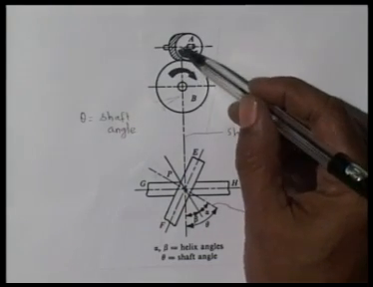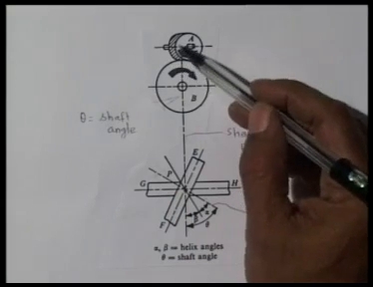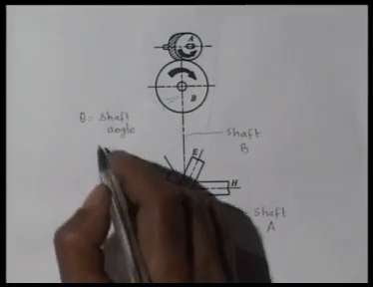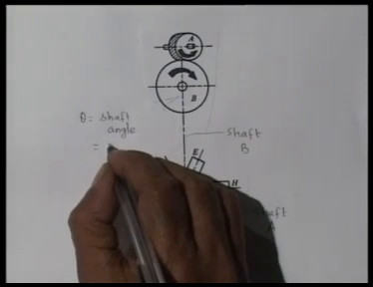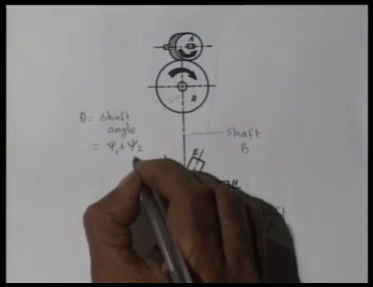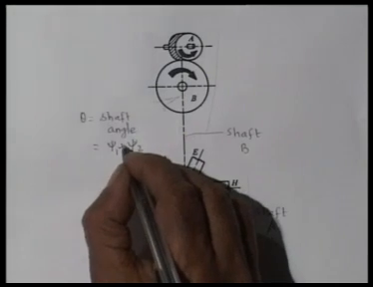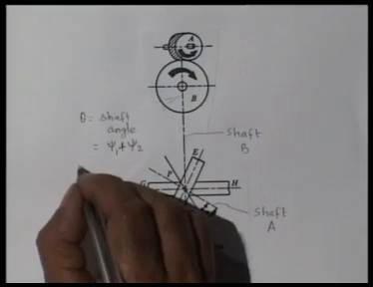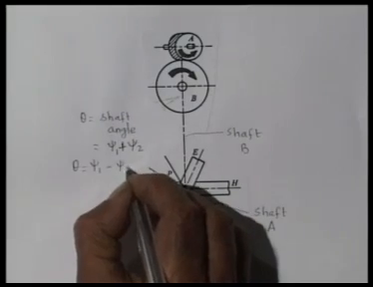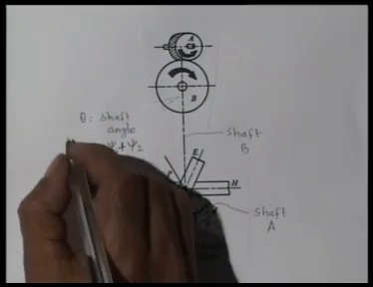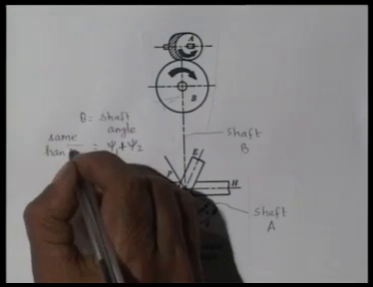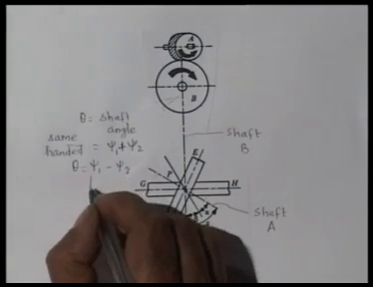If both these helices are of the same handed, that is, both are right hand or both are left hand, then I call it like handed. If these two helical gears are of like handed helix, then theta is given by psi 1 plus psi 2, where psi 1 is the helix angle of one gear and psi 2 is the helix angle of the other gear. This is plus when they are of same handedness, and if they are of opposite handedness, then the shaft angle theta will be psi 1 minus psi 2. This is for same handed helix, and this is for opposite hand.